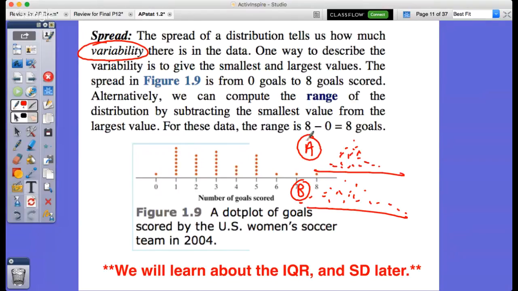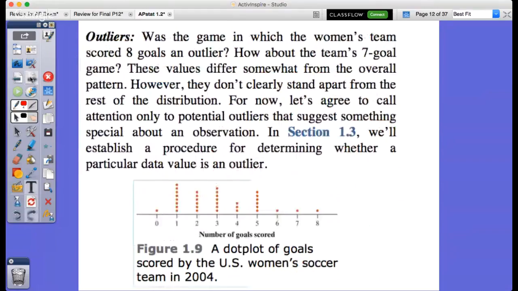One way we can describe variability is by doing the largest minus the smallest value. We call that range. So if I looked at the range of this, we would have 8 goals in a game. One was 0. So 8 minus 0 is 8. Also, just a heads up, we're going to learn about IQR and standard deviation a little bit later, but just know that those 2 are also measurements of spread that we can use as well.